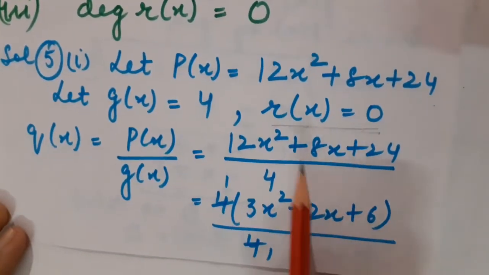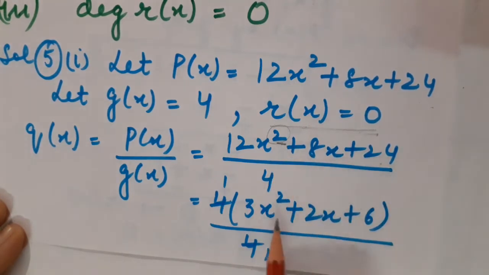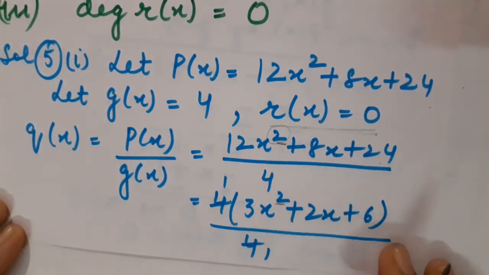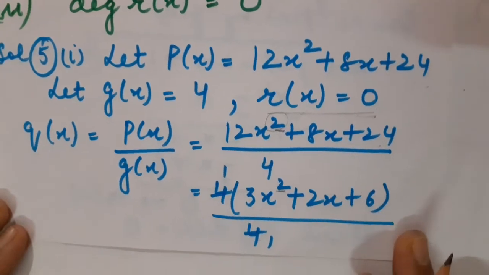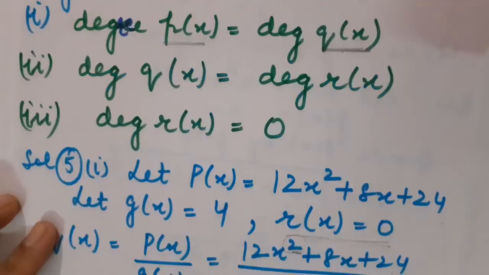So just to check, here what was the degree? The highest power of the variable which is present in that polynomial is known as the degree. So this is 2. Here also it is 2. So children, you can take any example of your choice, that depends on you. Fine, but you have to make sure that degree of px must be equal to degree of qx.